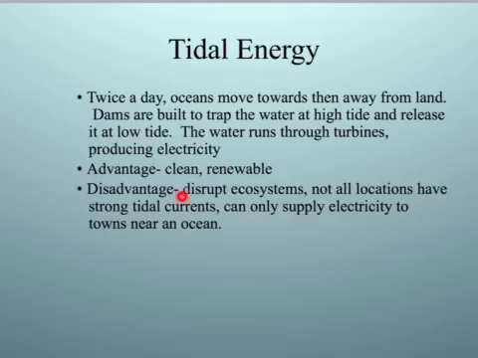Disadvantages include disrupting the ecosystems. An example of this might be migratory animals wouldn't be able to go where they normally do to spawn, so populations would decline. Also, not all locations have very strong tidal currents. And last, this will only supply electricity to towns close to the ocean.